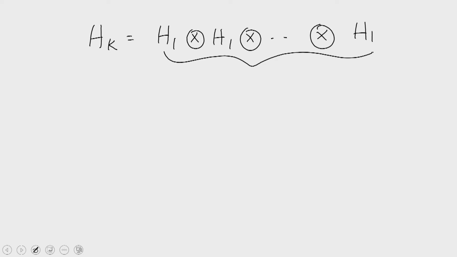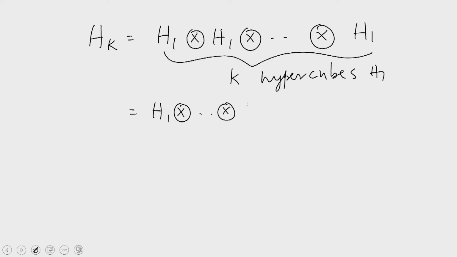Where we have k copies of H1, when operated under this operator, will give us Hk. This is because, as we have just seen, Hk is a k-dimensional mesh of dimensionality 2 along each dimension. We can express this in this manner because of the associative property of the cross product operator.